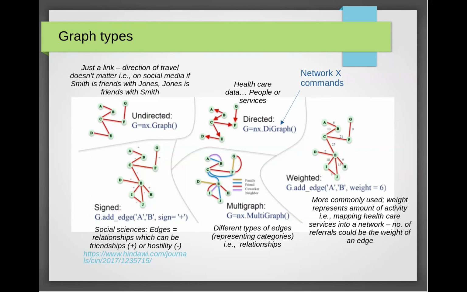And then you've got a multigraph. This is where there may be different types of edges or connections between two different nodes. And this, for example, could be based on the type of relationship. Are these two individuals friends? Are they family? Are they co-workers? Or are they neighbors? And you can see here, there are different colors based on the type of relationship that these people have.